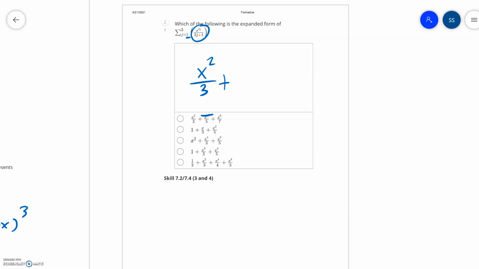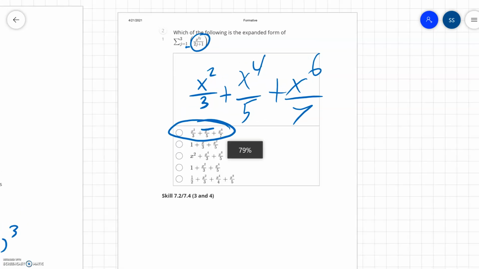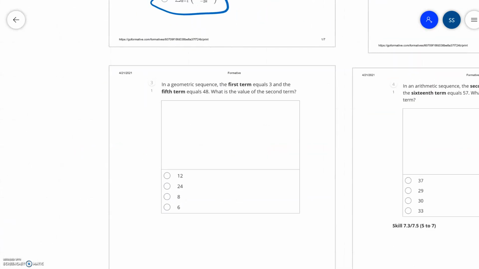Plus plug in 2, x to the 4th over 5. And then the next one, x to the 6. And 2 times 3 is 6 plus 7. And you'll see that it should match with this one here. So that one's pretty straightforward. So again, when you see these summations, remember the inside piece is the explicit equation. That's going to be important for you to remember as you go into calculus.